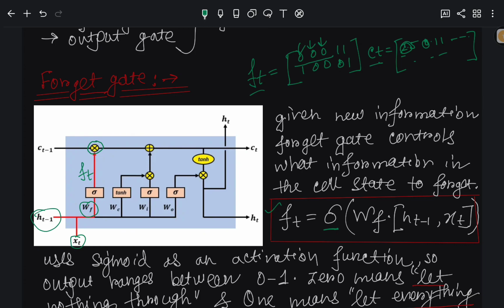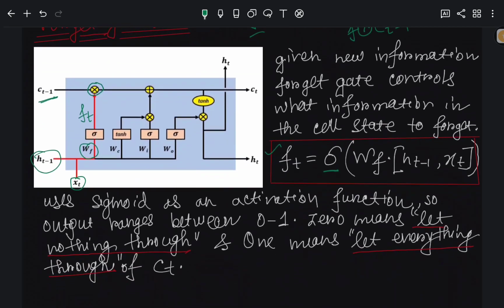So you can understand that whatever value is coming from the previous cell state, which is ct minus 1, once we do element-wise multiplication with ft, certain parts of my previous cell state will be forgotten, and wherever the forget gate value is 1, that will be remembered and used in the further process of my LSTM. I hope you got an understanding of what the job of the forget gate is.